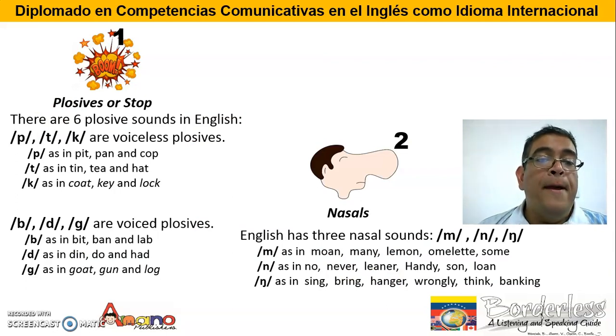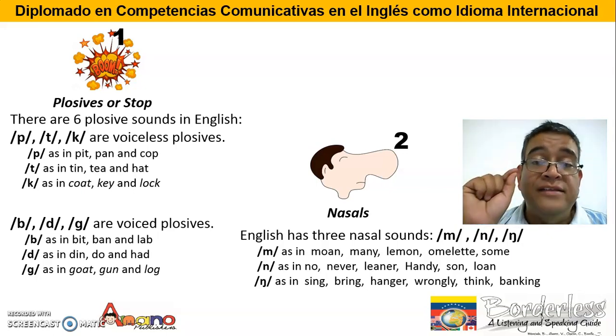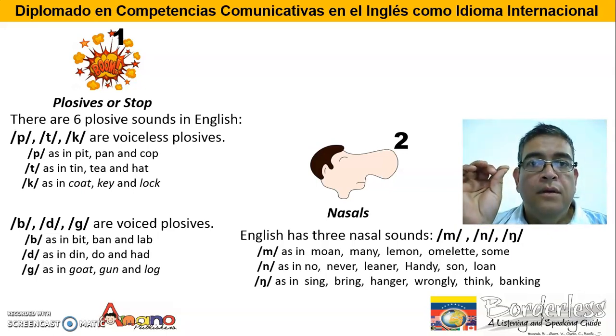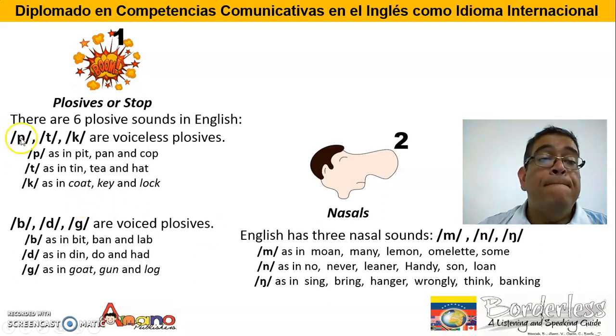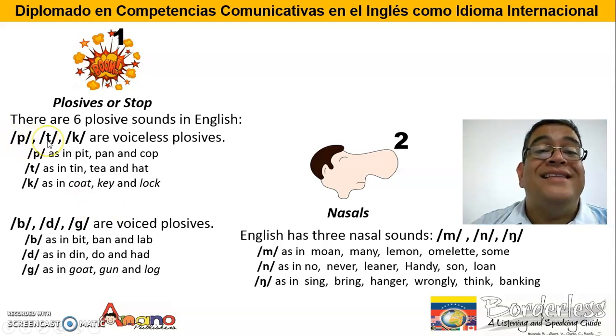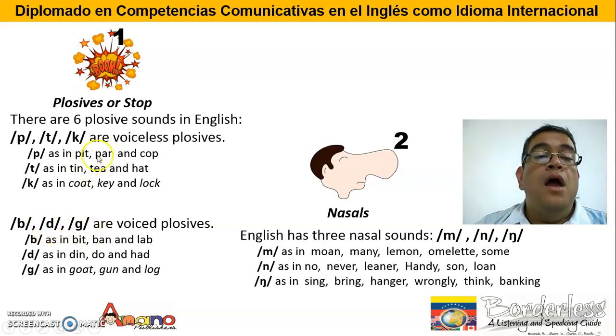Why are they called plosive or stop sounds? Well, plosive because when you produce that specific phoneme, there is an explosion in the pronunciation. As you can see, there are 6 plosive sounds in English. These are p, t, k, and b, d, and g. These p, t, k are voiceless plosives, because they produce explosion.